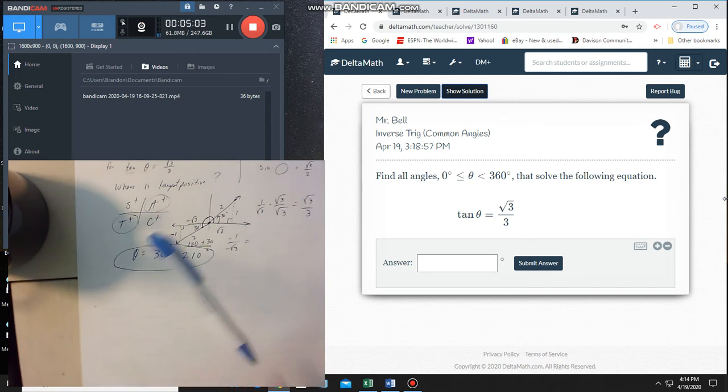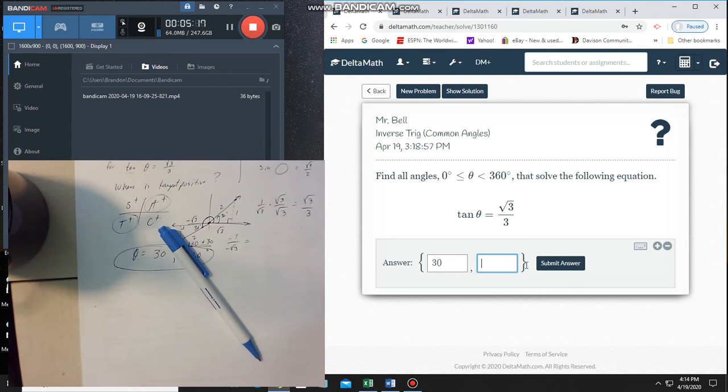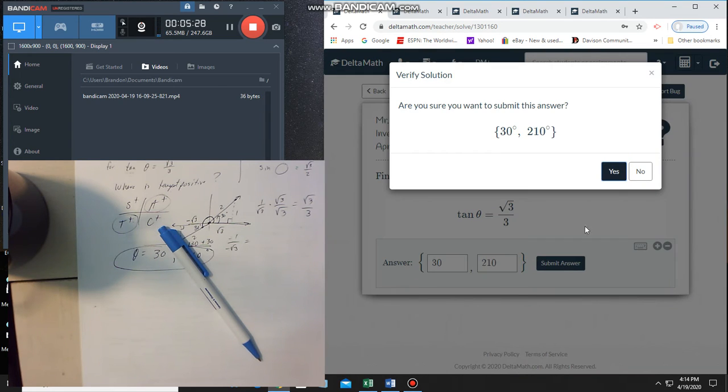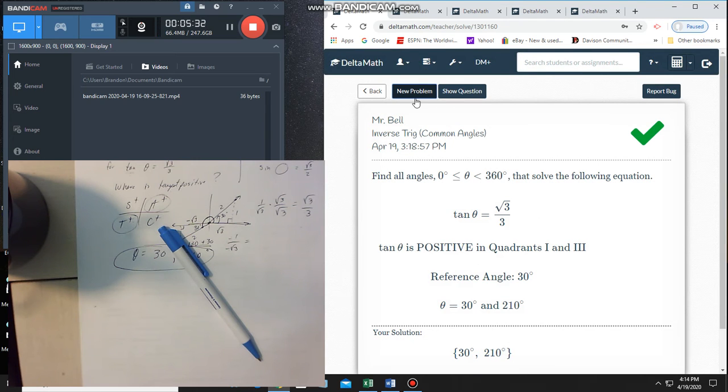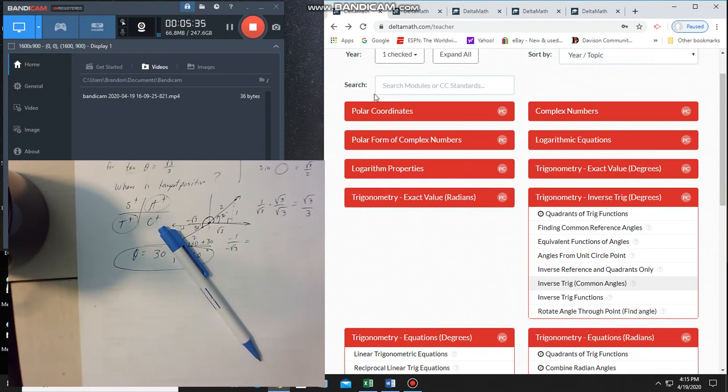Okay, so let's go ahead and show you how to put multiple answers over here on Delta Math. So I want to put in 30, and then if you click this plus sign right here, it gives you a chance to put in multiple angles. I think there's a third or fourth answer, so I want to take them away. Now here I've got 210, submit answer, and then we're good to go. All right, I should confirm it. I think we're good on that problem now.